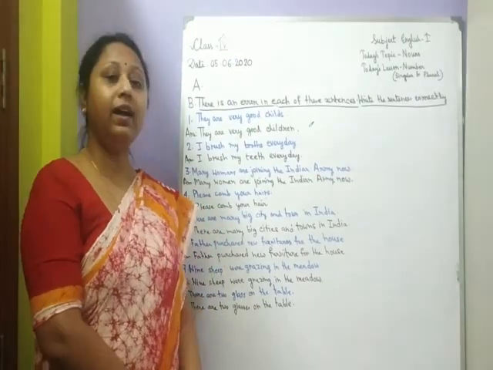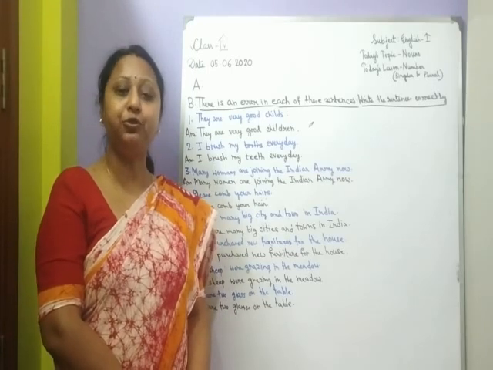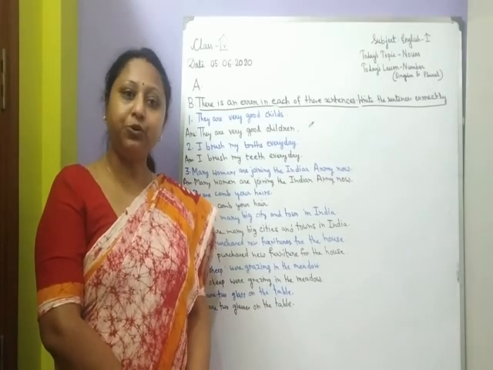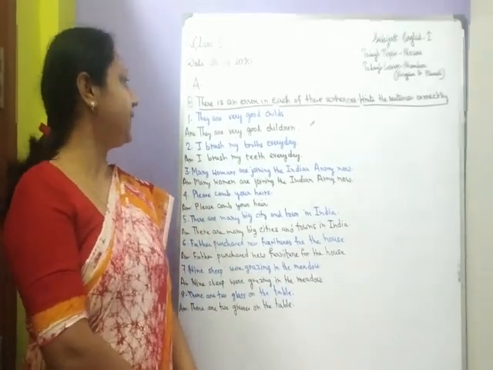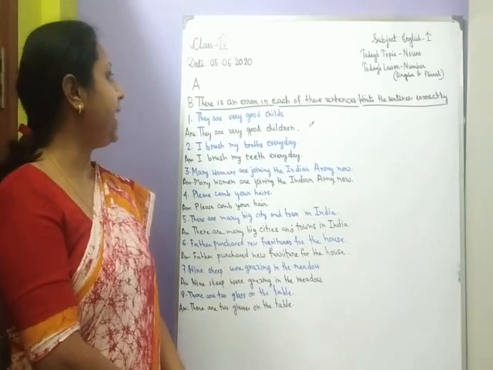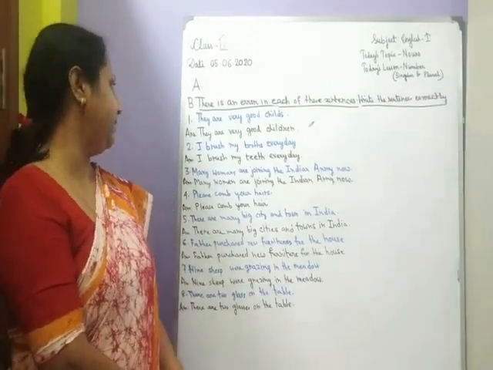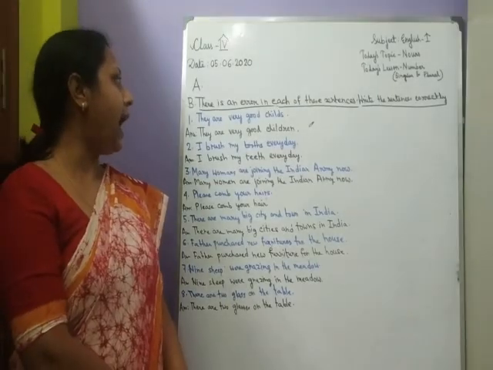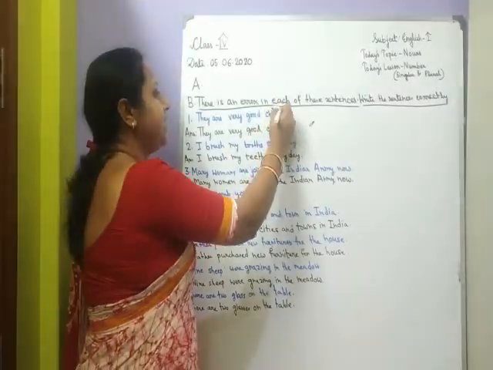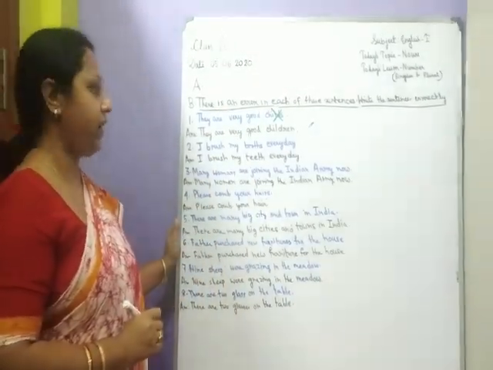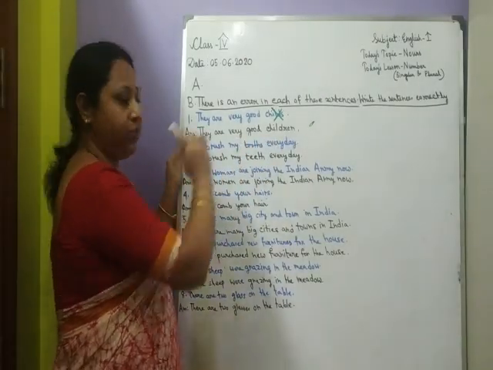Now let us come to the exercises. Children, I have already explained to you how to form the plurals. Try to apply it and solve exercise A. Come to exercise B. There is an error in each of the sentences. Write the sentences correctly. Number 1. They are very good childs. Here, childs is an error. It will be children. So, the answer will be they are very good children.